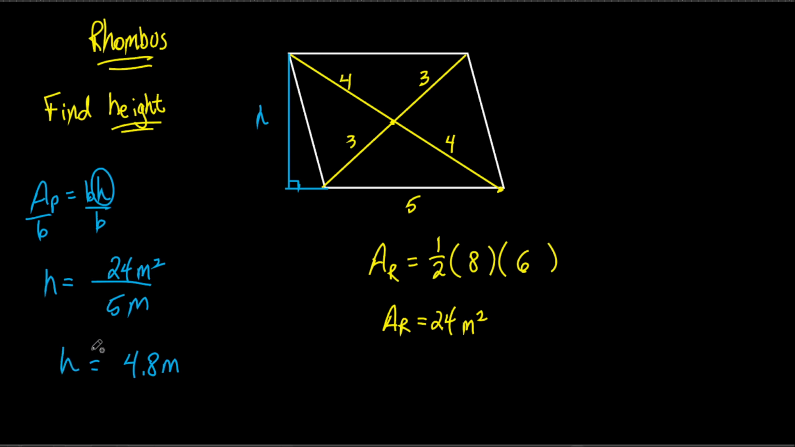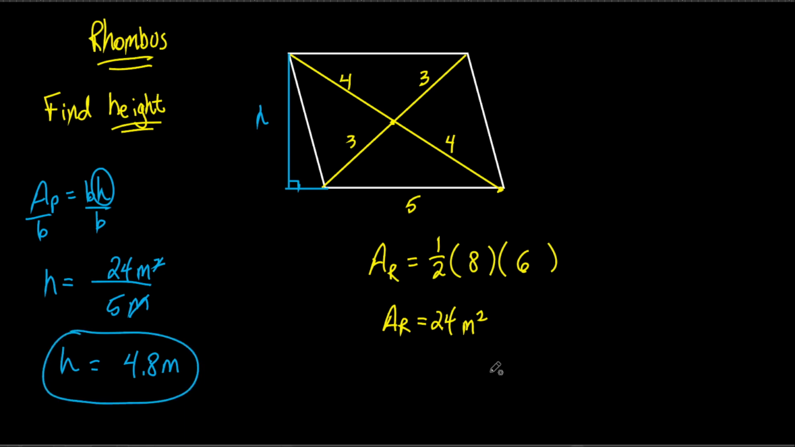The height should be in meters. Agreed? It shouldn't be meters squared. The height, remember, is just a distance. It's not squared. The area is squared. And notice the meters squared over the meters. See how that meter right there cancels out with one of those meters there? And we're just left with meters. And then that would be our answer.